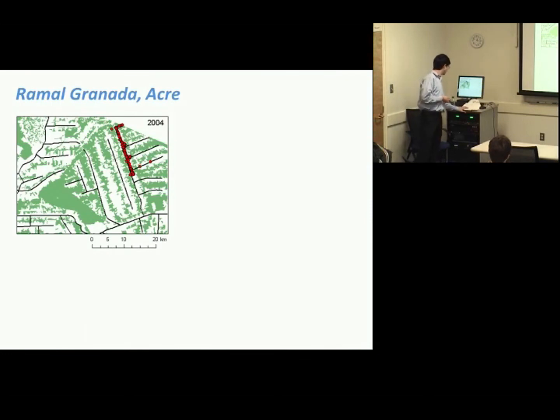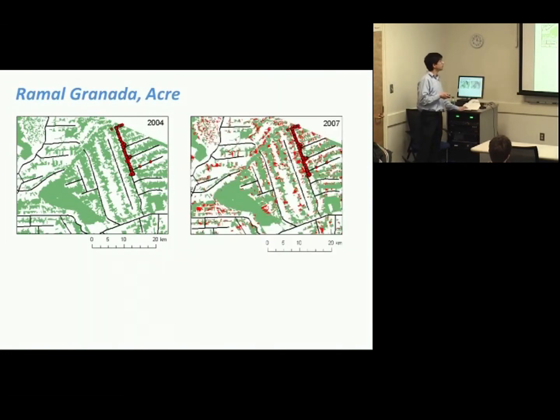Just to say that this area is still undergoing a lot of deforestation. All the polygons in red over there are areas that were deforested between 2004 and 2007. The other thing I want to emphasize in this picture is to keep in mind the scale that we're working at. We're working at a 20-kilometer scale, more or less, and this will become important when we go to the second study that I'll be talking about, which will be at a much larger spatial scale.